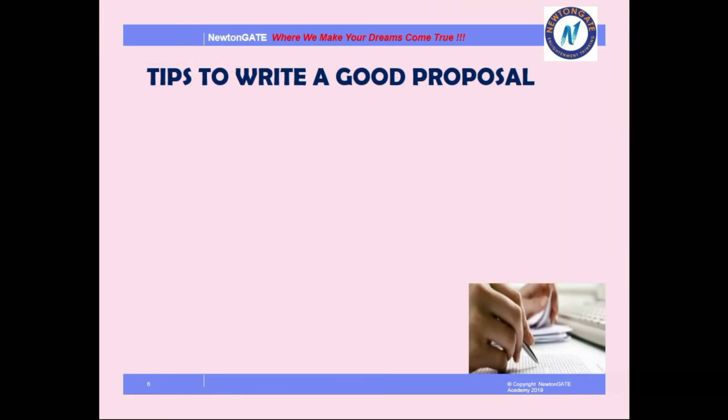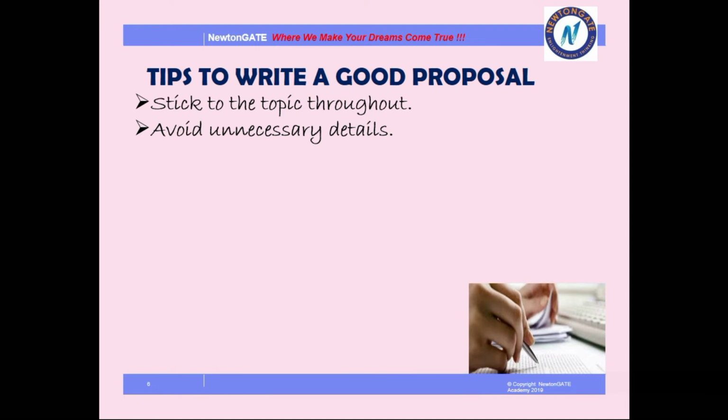Now we are going to discuss the tips to write a good proposal, which will help you fetch full marks in proposal writing. Point number 1, stick to the topic throughout. Do not deviate from the topic or write irrelevant points. Avoid unnecessary details. Only details related to the proposal need to be mentioned. Anything apart from that would result in marks deduction.